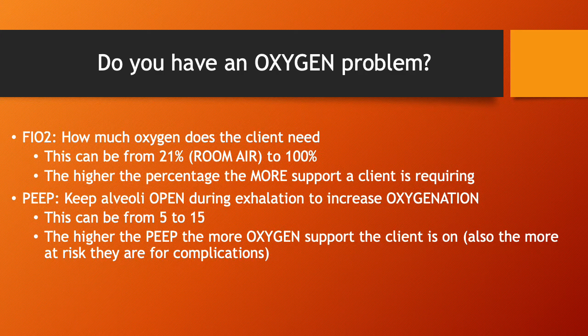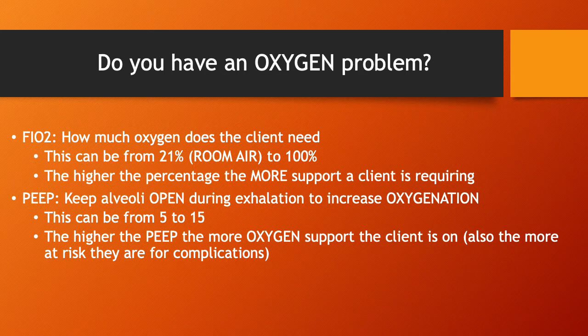So the higher the PEEP, the more oxygen support the client's getting. So if the patient has a PEEP of 5, that's normal. But if a patient has a PEEP of 8, 10, 12, 15, all of those are higher levels of PEEP, which is telling you, if you look at your ventilator and you have a higher level of PEEP for your patient, hey, maybe they're needing a little more oxygen support.